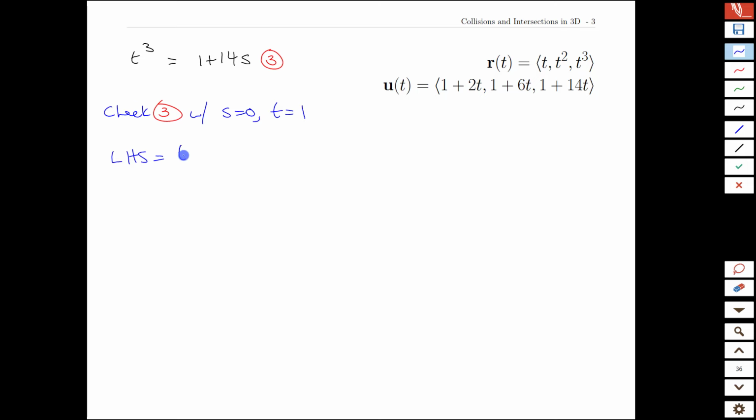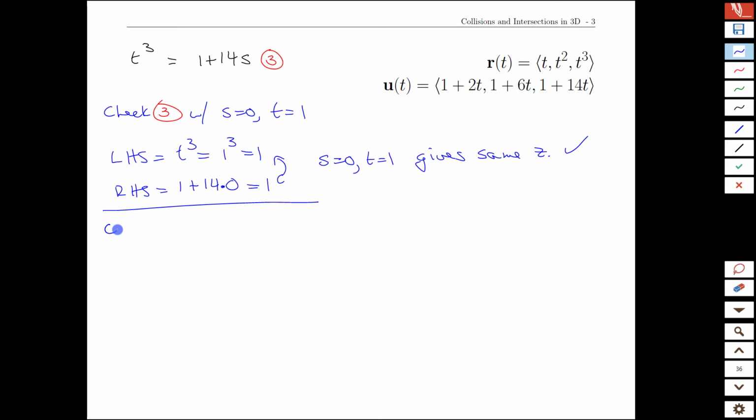The left-hand side is t cubed. That's 1 cubed, that's 1. And the right-hand side, therefore, is going to be similar. It's going to be 1 plus 14 times s, but s is 0. No, that's 1 as well. Excellent. s equals 0, t equals 1 gives the same z value. Check.